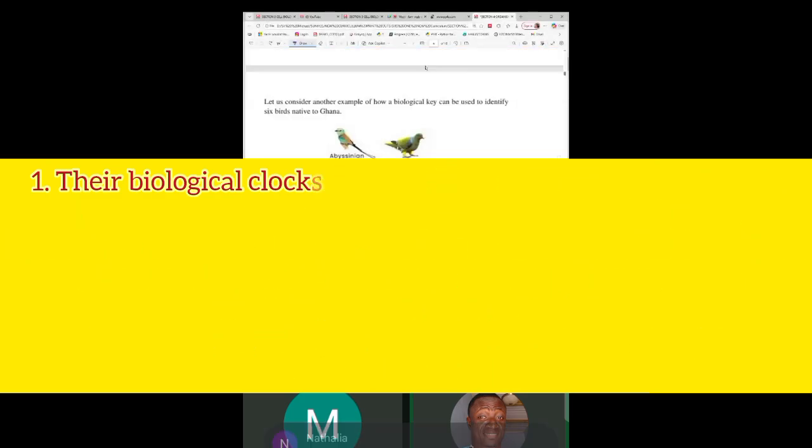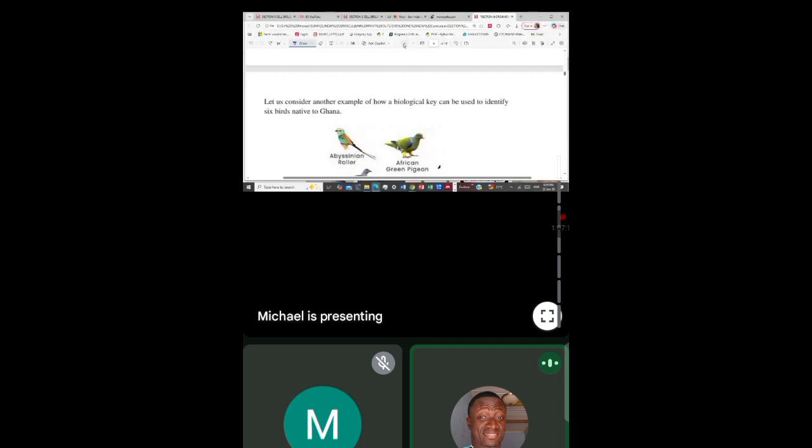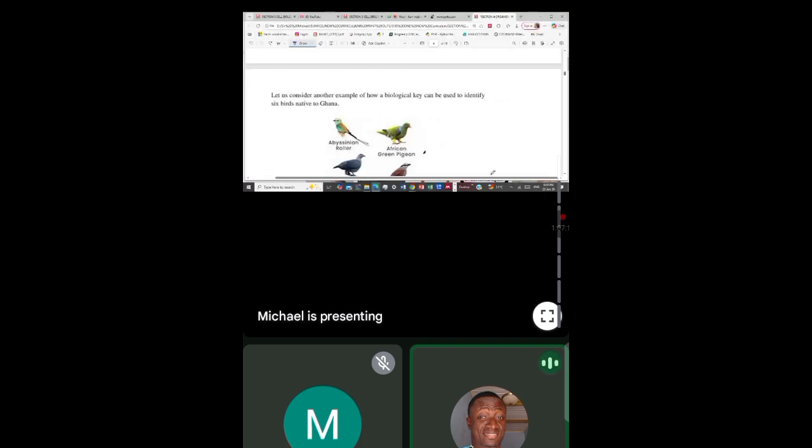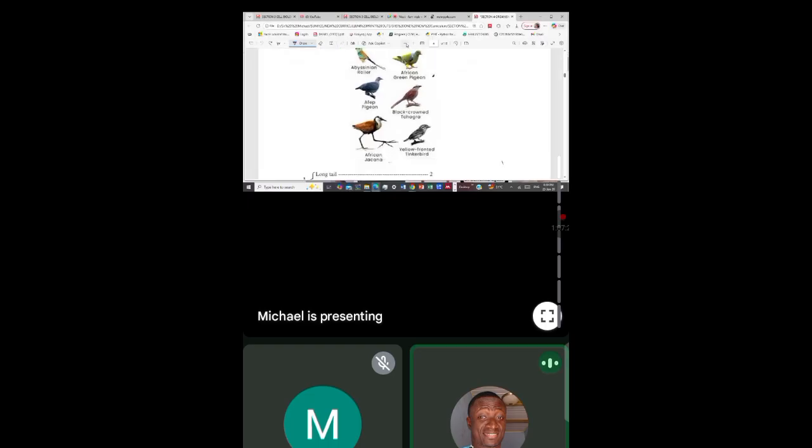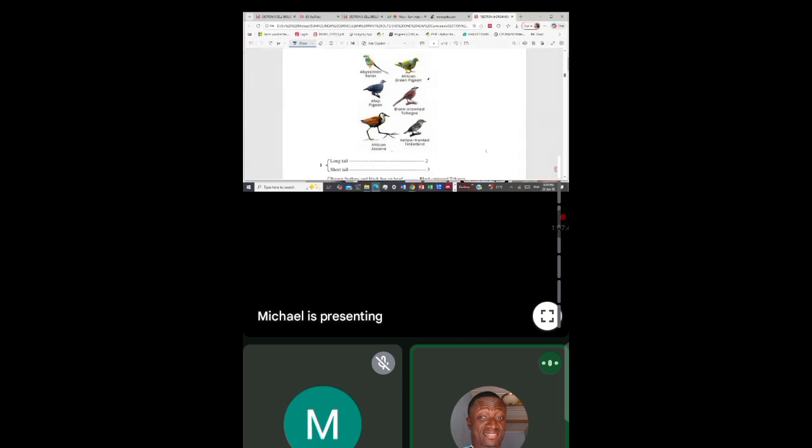So if there's no question, let's look at a task over here. We are considering an example of how a biological key can be used to identify 6 birds that are native to Ghana, or 6 birds that we have in Ghana. So we have the first one, the Abyssinian roller. Then we have the African green pigeon, the Ife pigeon, the black crowned chagra, the African jacana and the yellow-fronted fingerbird. So these are some birds that are native to Ghana.